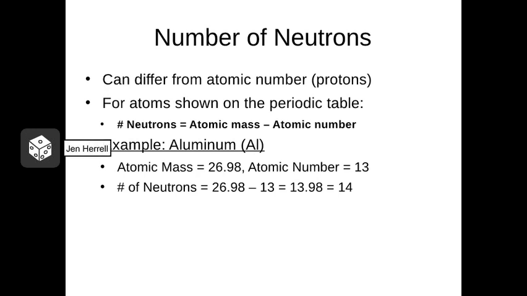The number of neutrons that an atom has can differ from the number of protons. So to determine how many neutrons an atom has, we have to do a little math. To determine the number of neutrons, we need to take the atomic mass and subtract from it the atomic number and round. So for instance, if we're looking at aluminum and we take the atomic mass and subtract from it the atomic number, we end up with this number, 13.98. Now because it has a decimal greater than 0.5, we can round up to 14. And that tells us that aluminum, in its most common form, has 13 protons and 14 neutrons. If the number had come out with a decimal that was 0.4 or lower, we would round down.